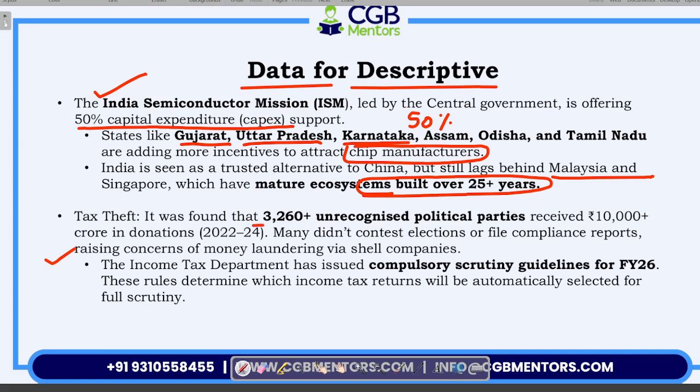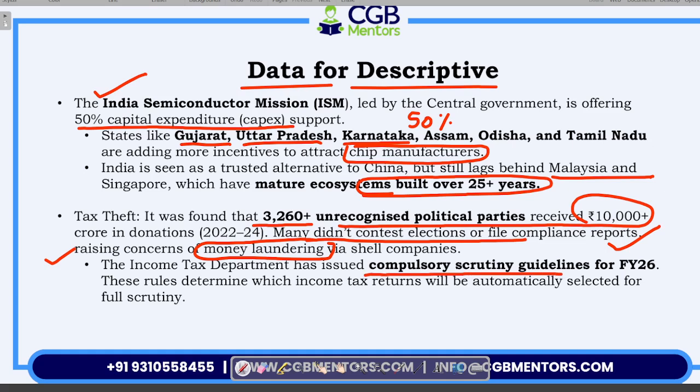So it has been found out that 3,260 unrecognized political parties have received funding of 10,000 plus crores in donations. Out of these, many didn't contest the elections, and that is why this raises the concern of money laundering. So when you are writing on a topic of finance in India, and you have to prove the point of money laundering, this is one of the mechanisms by which these parties do the money laundering or use illegal money, right? So to prevent that, the Income Tax Department has issued compulsory scrutiny guidelines for the financial year 26.